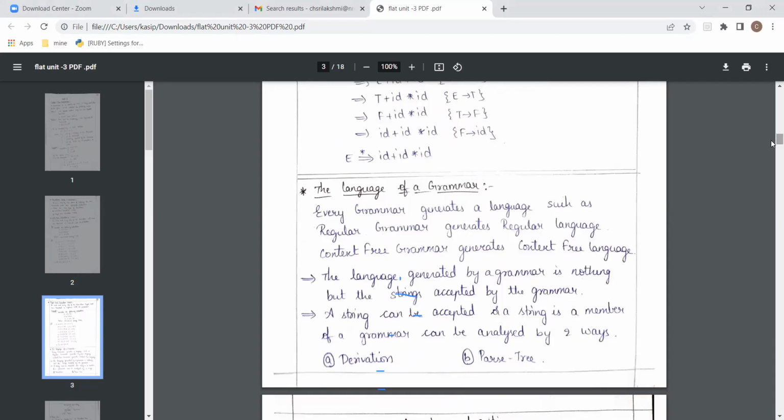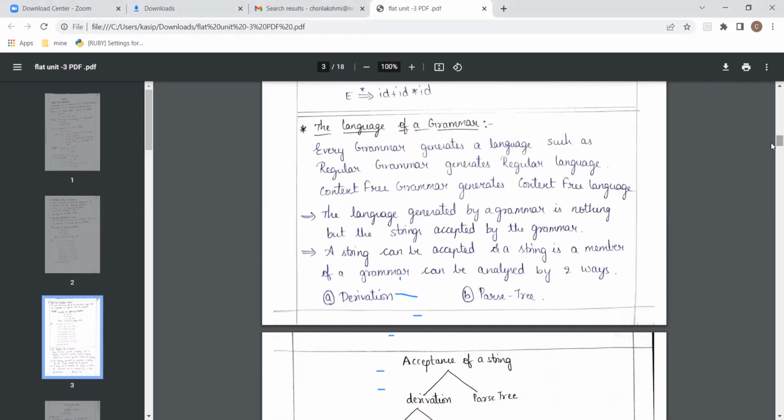And coming to the next one, the language of grammars will be the next topic here. So what does the language of grammars mean?